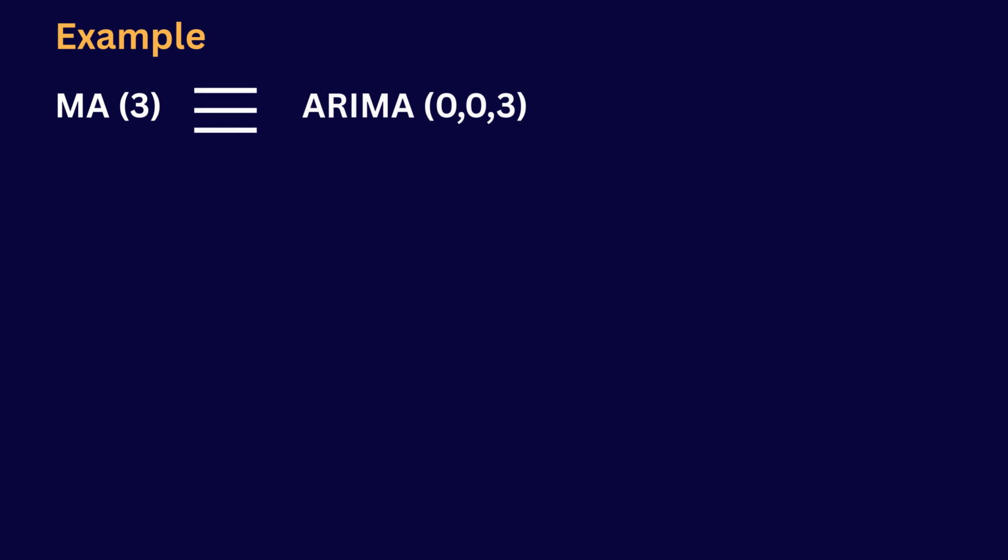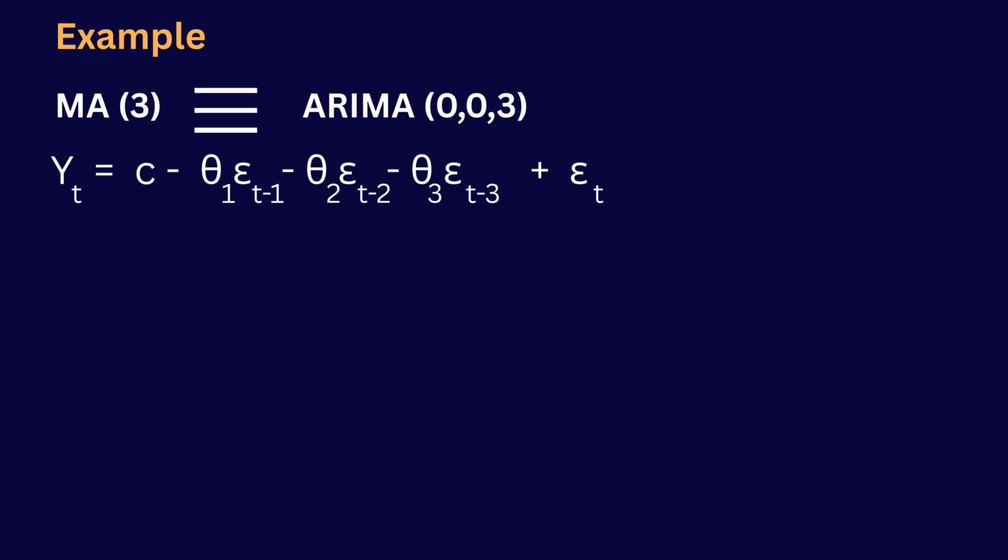Let's look at the example. So in here we have MA(3). That means ARIMA(0,0,3) because we don't have P and D value. So this is the basic formula. y_t equals c minus theta 1 times epsilon_(t-1) minus theta 2 times epsilon_(t-2) minus theta 3 times epsilon_(t-3) plus epsilon_t.